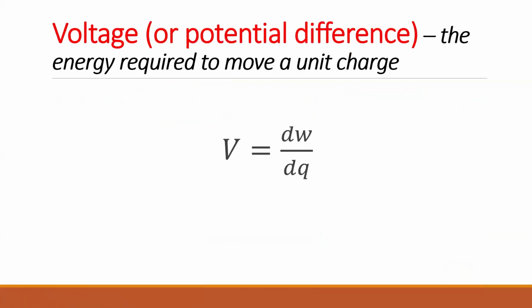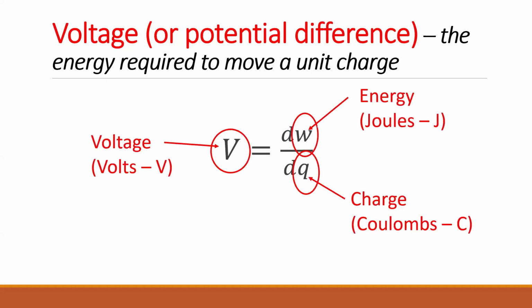Then when we look at the voltage, we call that the potential difference as well. The energy required to move a unit charge, that we call the voltage. So voltage is energy divided by Q. Energy is measured in joules, and the charge is measured in coulombs. So energy divided by the charge will give us the voltage, which is measured in volts.